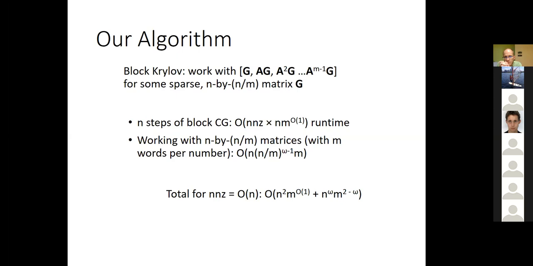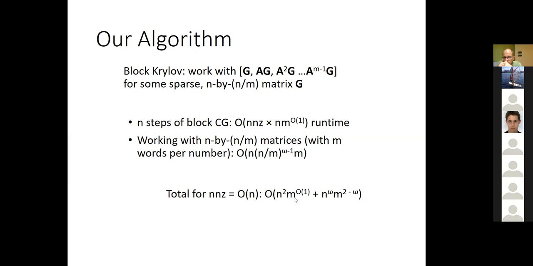Precisely, because this is m steps of conjugate gradient, there are roughly m digits in these numbers. So we get a runtime that looks like n times n over m to the omega minus 1 times m, which upon collecting exponents gives n to the omega divided by m to the omega minus 2. So you get this negative exponent of m on n to the omega, while the other term, which is what's needed to generate the Krylov space, is n squared times poly m.